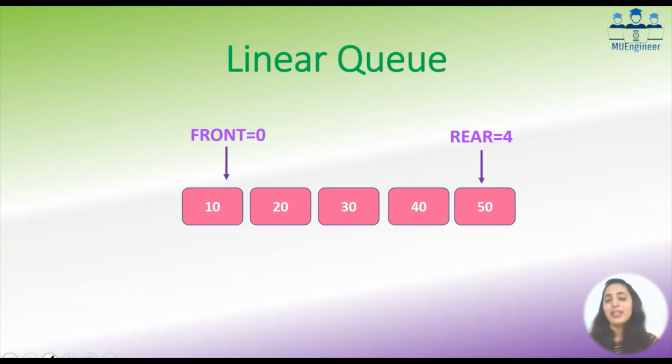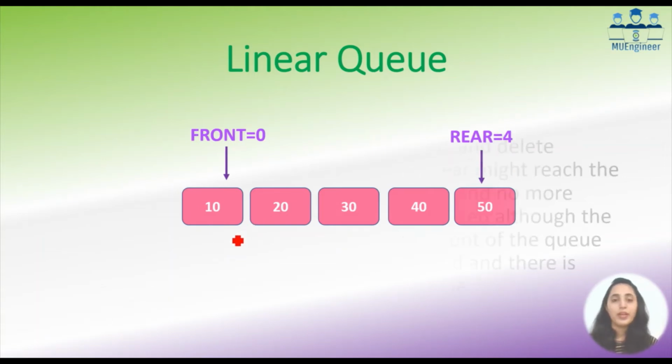First is the linear queue. We have already seen what a linear queue is. Suppose we have 10 to 50 in my queue. Since 10 came first, the front will be pointing to it. Since 50 comes at the end, the rear is pointing to it. If I'm using an array to represent it, front and rear hold array locations. Front is holding 0, which means it is pointing to 10, and rear is holding 4, which means it is pointing to 50. So this is a basic linear queue.